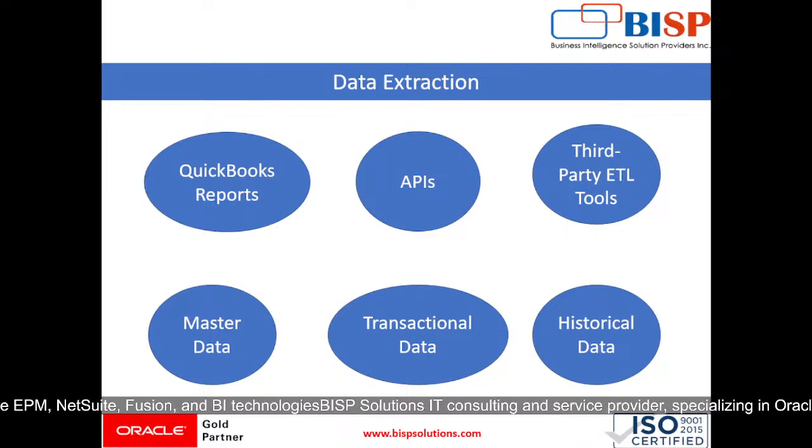Then the common data to extract, starting with master data: we will be extracting customers, vendors, chart of accounts, items, and the like. Then comes our transactional data, where we will be extracting open invoices, bills, journal entries, open sales orders, and open purchase orders from the application. Then historical data, if it is required by our business, which we will be transferring: closed transactions and payment history we will be extracting from QuickBooks.